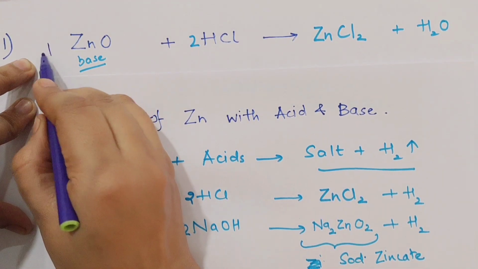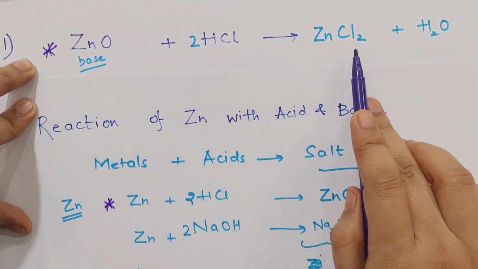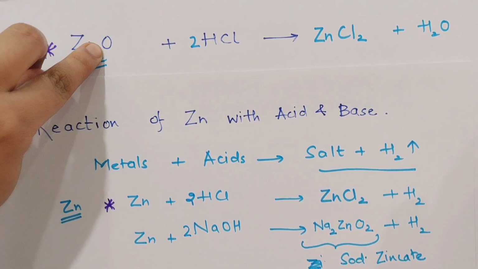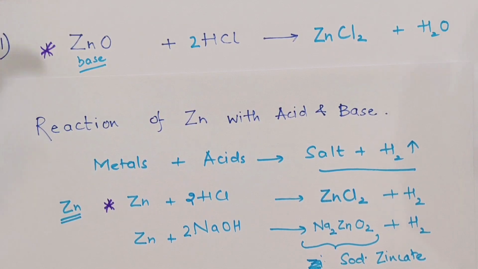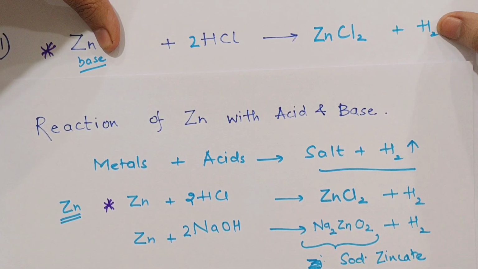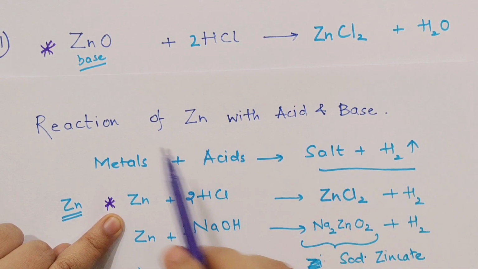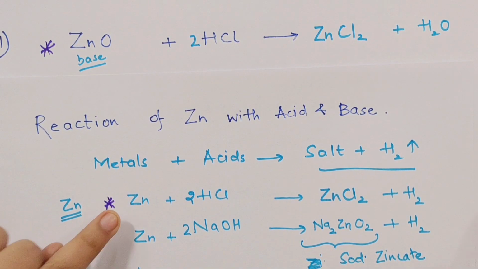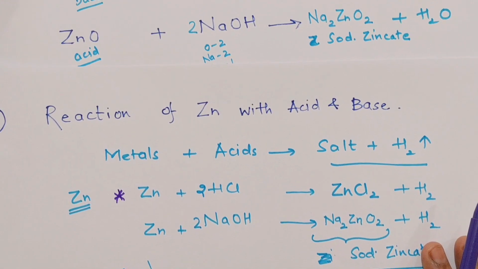Now compare it with the reaction of zinc oxide with HCl. You would see that the products are the same. The only difference is you add an oxygen here. So in the product, oxygen gets added to the hydrogen. So basically, if you remove these 2 oxygens, this reaction is very much the same as this reaction. The only difference is oxygen here and here. Rest everything is the same.